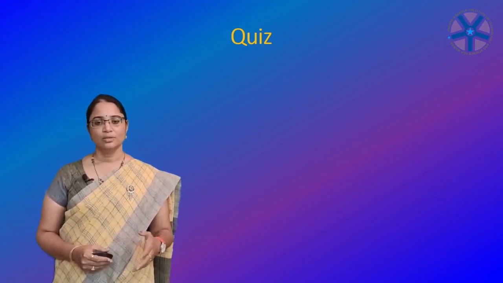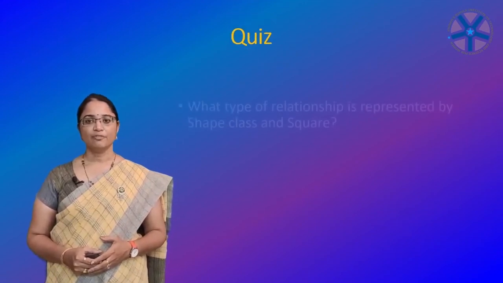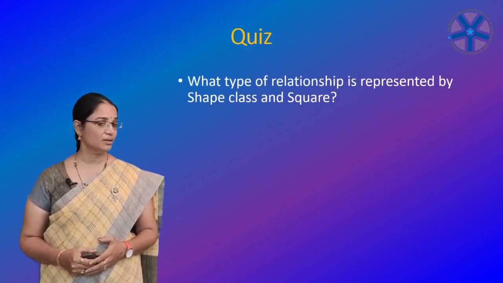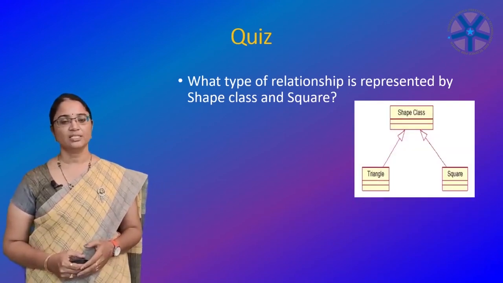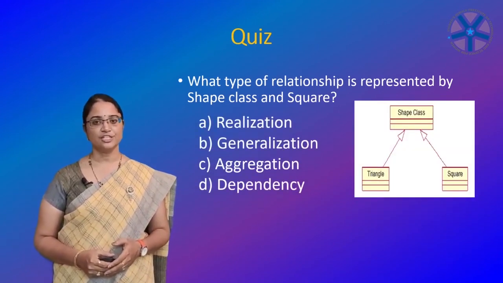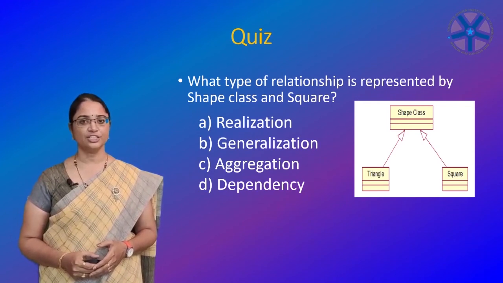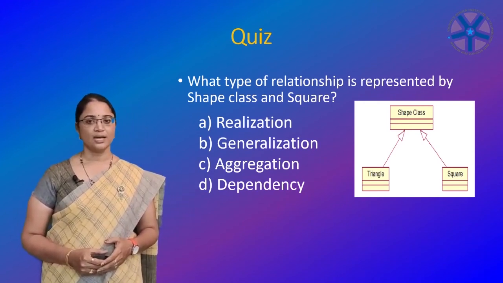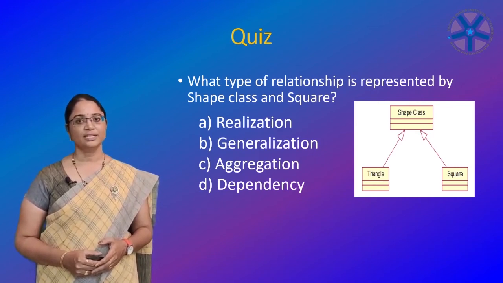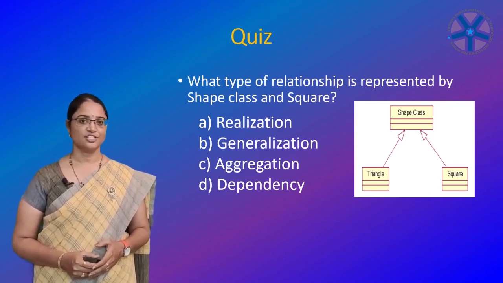So in the quiz, what type of relationship is represented by the shape, class and square? If you see the figure, it has 4 options: realization, generalization, aggregation and dependency. So find out the answer. If you see it clearly, you can see it as generalization.